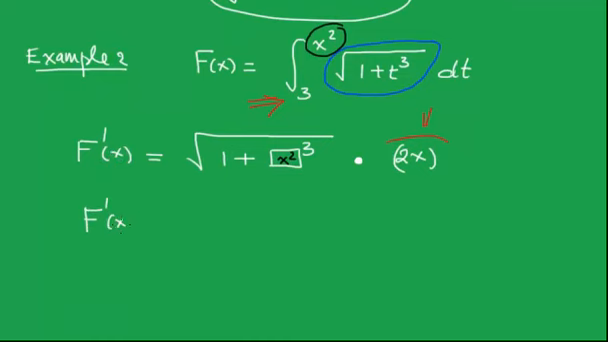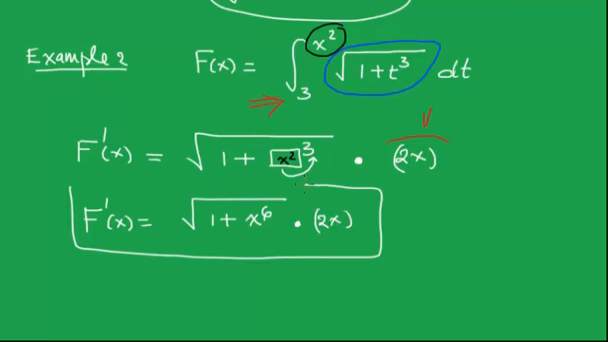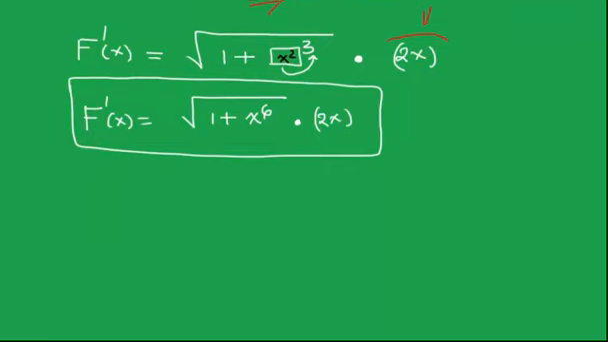F prime of x is equal to square root of 1 plus, here we have x squared to the power of 3, that's x to the power of 6, and then times 2x. So that's the derivative. So once again here, when the upper limit is not just x, do not forget to multiply by its derivative. Let's go over another example. So example 3.